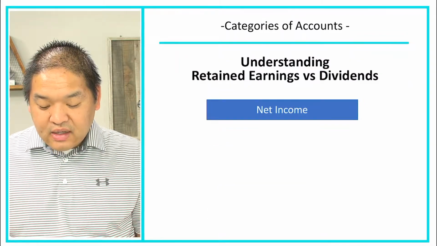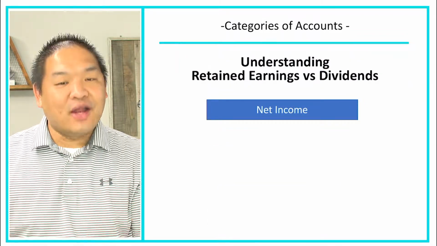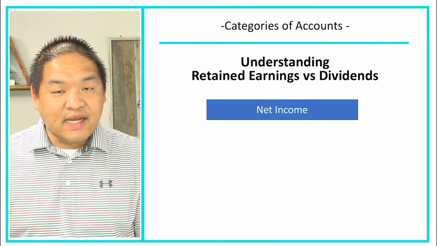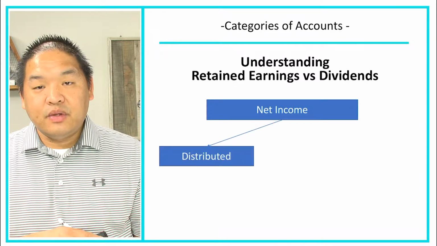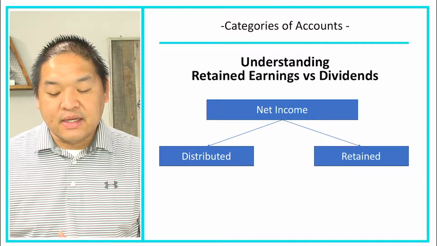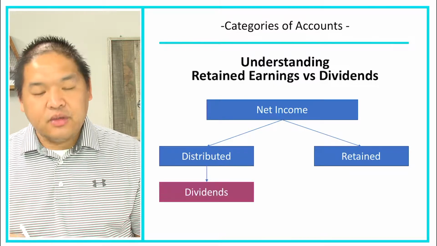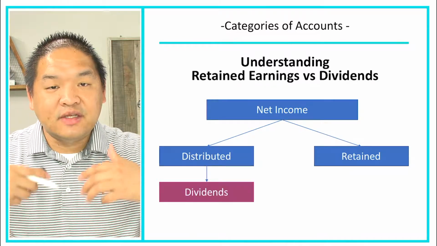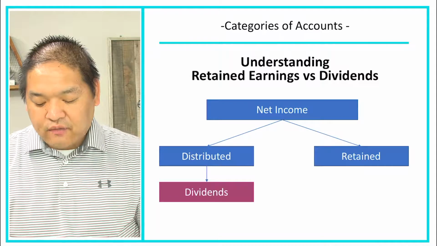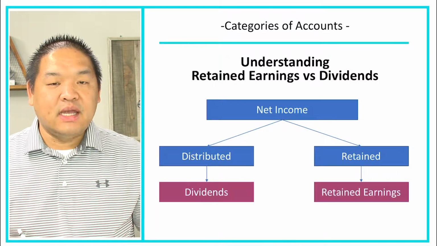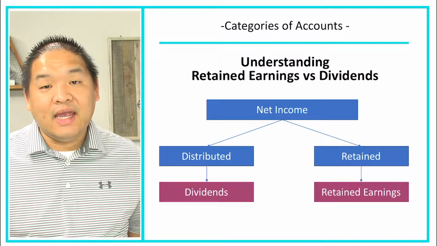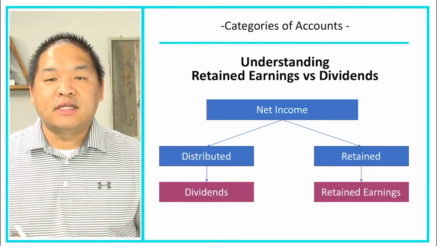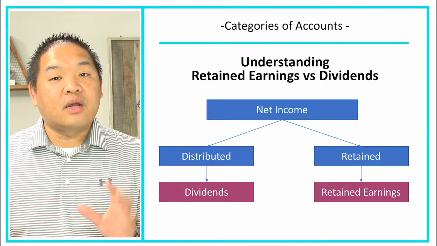Now, understanding retained earnings versus dividends. So I've already gone through this, but a company has net income, and they can either distribute or not distribute that income. When we call it distribute, we call that a dividend to the shareholders. For retained earnings, we call that retained earnings. So a company can retain the earnings instead of distributing. All right, let's talk about the rest of them here.